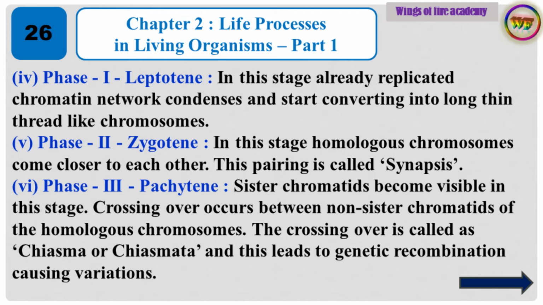5. Phase 2. Zygotene. In this stage, homologous chromosomes come closer to each other. This pairing is called synapsis. 6. Phase 3. Pachytene. Sister chromatids become visible in this stage. Crossing over occurs between non-sister chromatids of the homologous chromosomes. The crossing over is called chiasma or chiasmata, and this leads to genetic recombination causing variations.